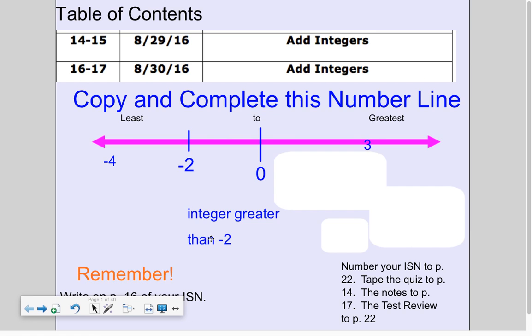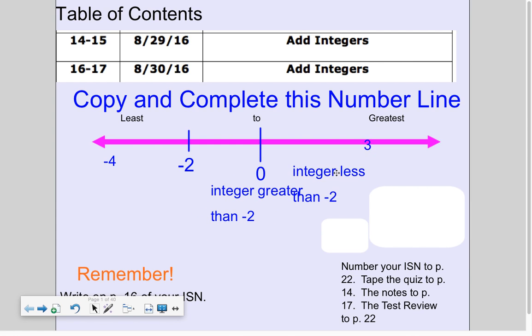An integer greater than -2. Where would you find an integer greater than -2? It could be -1, 0, 1, 2, 3, 4. So it's going to be to the right of -2. What about an integer less than -2? Well, that's going to be left of -2. So it would be -3, -4, -5, -6, -7.